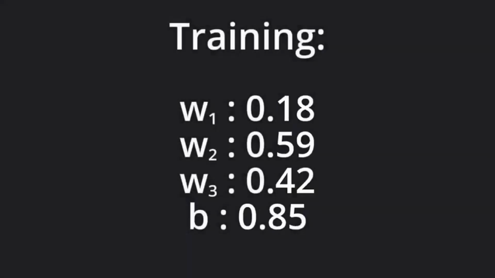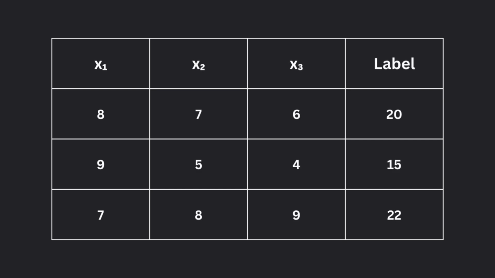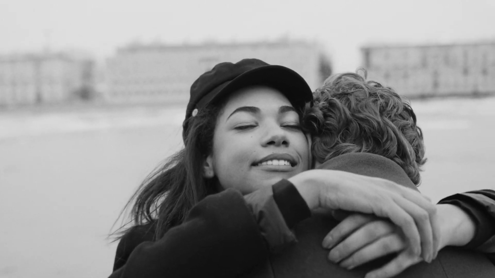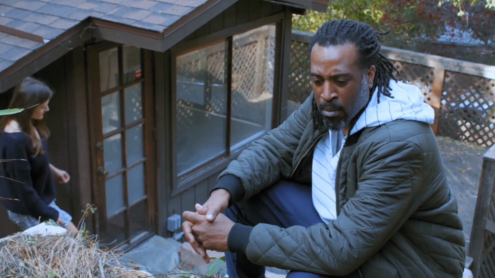The parameters start off totally random, but over many iterations of training, they are adjusted to increase the model accuracy on the training dataset. The training dataset might look something like this, where we have x1, x2, x3, and the true y value for every row. Over training, the model learns what characteristics lead to success on dating apps and which ones lead to failure.